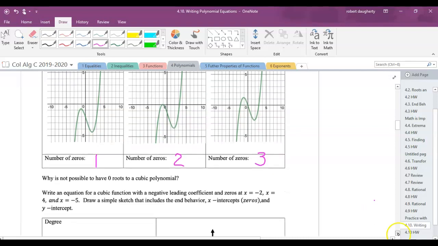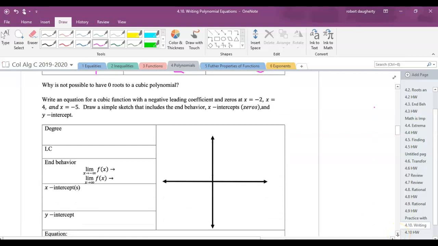So what we're going to do in this section is use what we know about roots and factors, come up with equations, and graph these guys. So write an equation for a cubic function. What degree is that function? Come on, guys. A cubic function, what degree? Third degree. So I'm writing the equation for a third degree function with a negative leading coefficient. It has zeros at -2, 4, and -5. Draw a simple sketch. Include the x-intercepts, the zeros, the y-intercept.